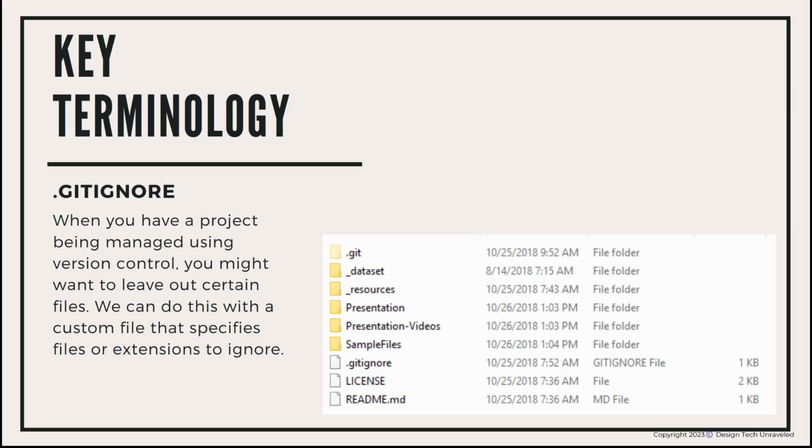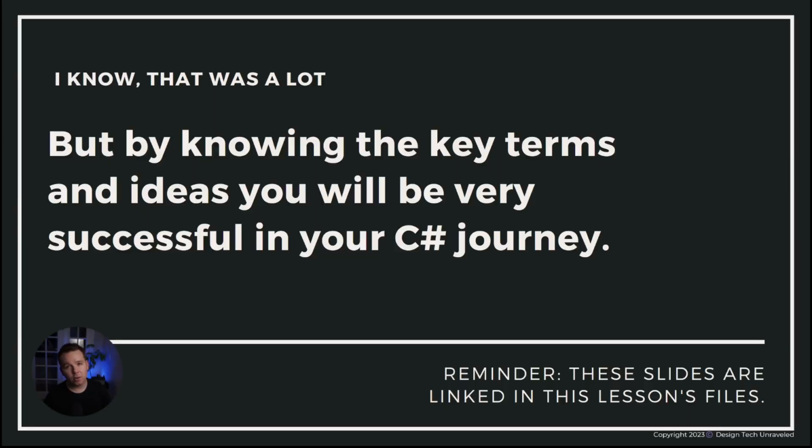In the lesson files, we are going to include a sample .gitignore that I use for all of my Dynamo packages. It has certain internal build files that we just ignore because they're not needed, because they're user specific. I know that's a whole lot to digest, but by knowing key terms about Git, you will be very successful in your C# journey.